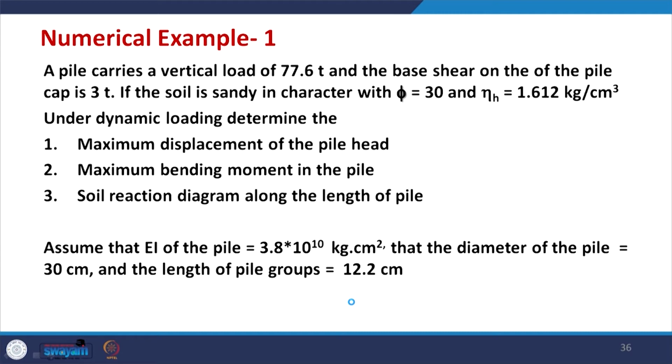Assuming that EI of the pile, that is the flexural rigidity, is 3.8 into 10 to power 10 kilogram force into centimeter square, and the diameter of the pile is 30 centimeter, 0.3 meter, the length of the pile is also given as 12.2 meters. So, then we need to solve for these 3 cases: maximum displacement of the pile head, bending moment in the pile, and soil reaction diagram.